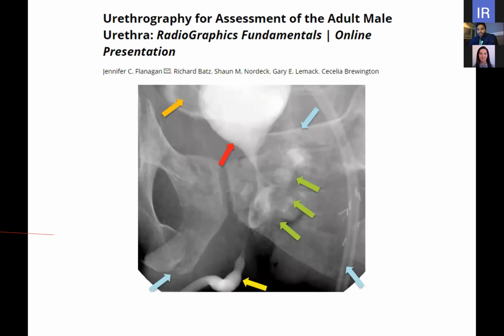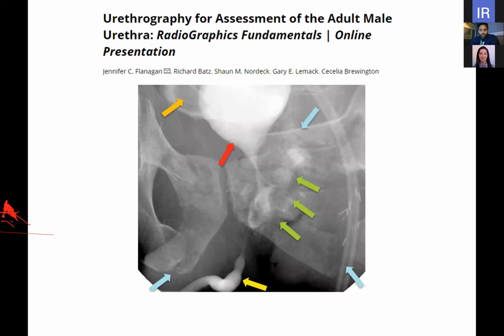So this is an antegrade study. This is basically where contrast is injected from the suprapubic catheter straight into the urinary bladder, and the patient is then asked to void to look at the posterior segment of the urethra. As you can see here, you see contrast leaking from this posterior segment of the urethra, which is going to be part of the prostatic and the membranous urethra. And for reference, this is the bulbous, and down here is going to be the penile urethra.